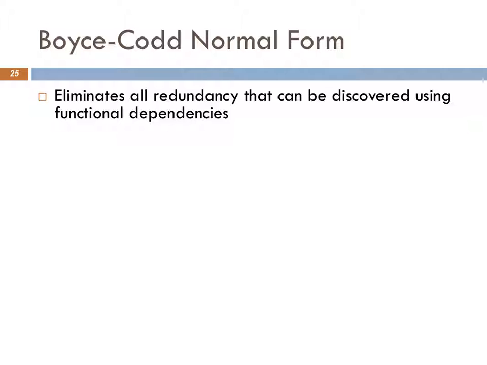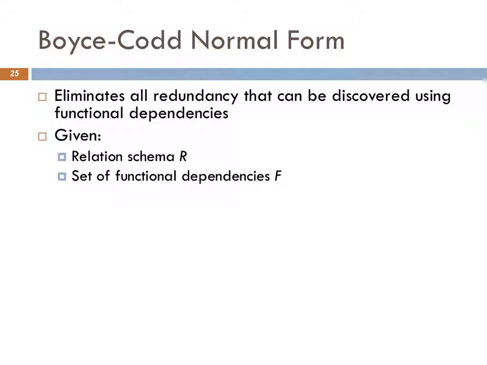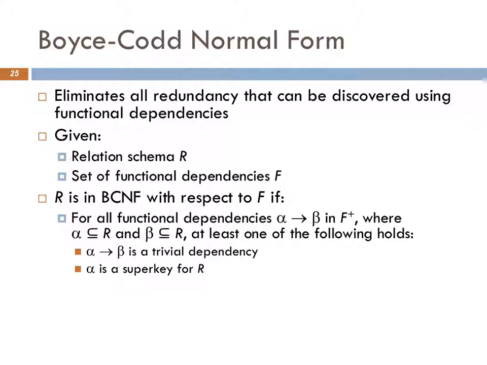You can read about it on your own if you're curious. Boyce-Codd normal form is a pretty interesting normal form because it's able to eliminate any redundancy that's identifiable by functional dependencies. So we have a relation schema capital R, set of functional dependencies capital F. We say that R is in Boyce-Codd normal form with respect to that set of functional dependencies. Obviously, you can't say something is in a particular normal form without knowing the set of dependencies that should hold. Hopefully that is obvious.